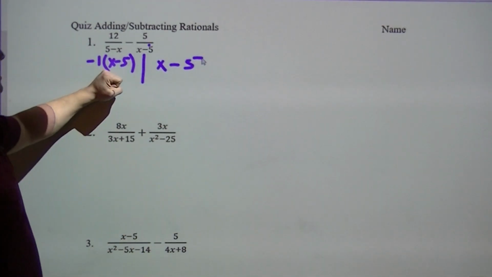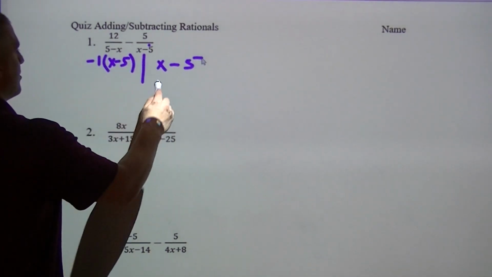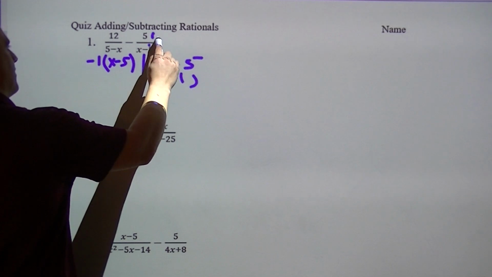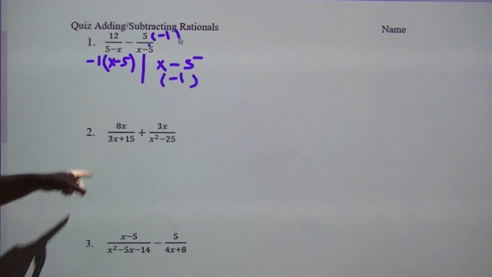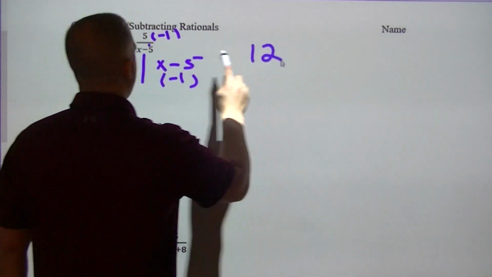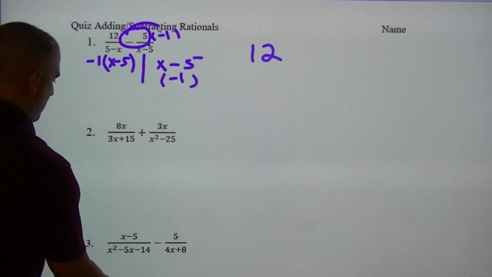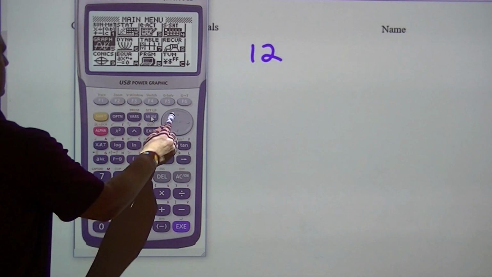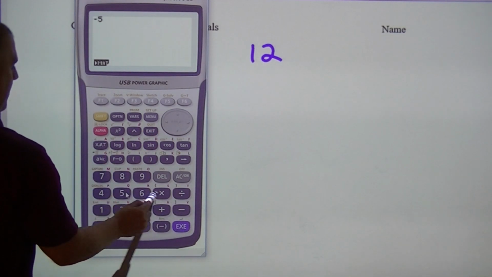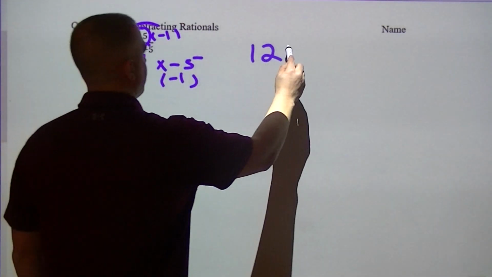So what's this side missing that this side has? Nothing. This side, though, is missing a negative 1. So I'm going to put negative 1 there, and negative 1 there. What happens here is that's just going to be 12. I've got to treat that 5 like a negative 5. So I'm going to do negative 5 times negative 1. That gives me positive 5.